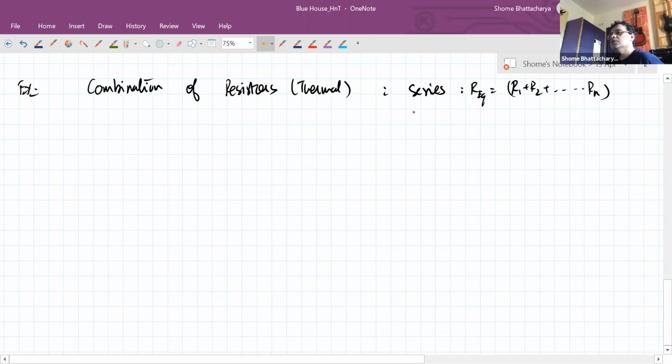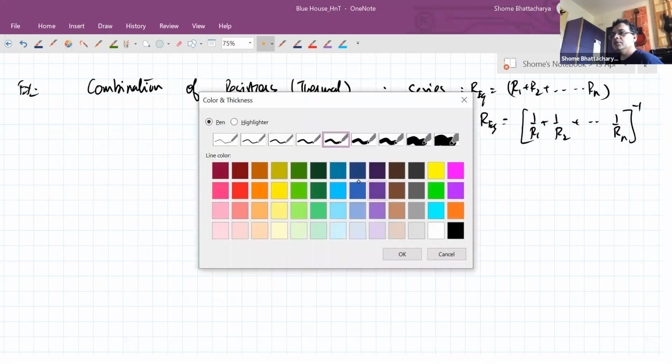And in parallel combination, we have the standard formula that equivalent resistance is such that it is 1 by R1 plus 1 by R2 plus like this, sum of reciprocals, the whole thing to the power minus 1. Or you can say that 1 upon R is equal to 1 by R1 plus 1 by R2 like that. Okay. So let's see an example now related to this.